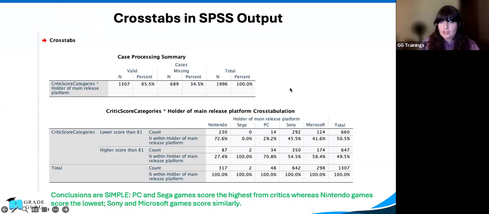Honestly, interpreting crosstabs is just testing your ability to see high and low percentages for a particular variable. Okay. We're good to go. Not much else to say here. I think so.